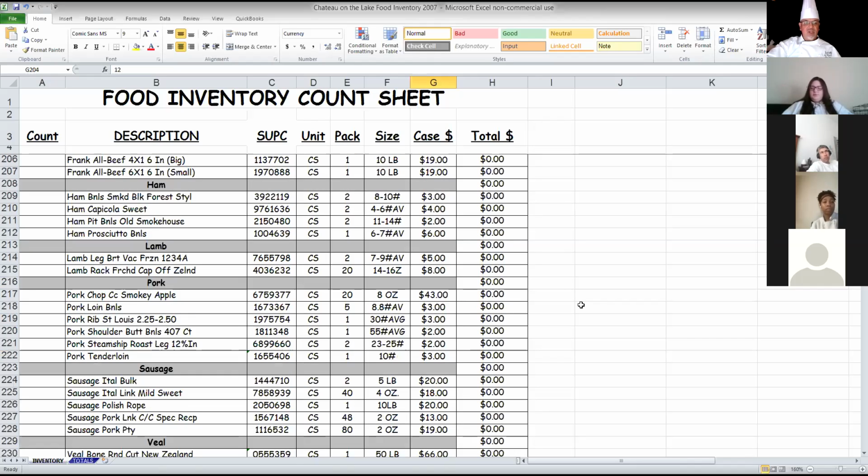Okay. Pork. You've got chops. Black garlic ice cream on there? Yeah, we did. I don't think I have black garlic in here, but I do have it in the inventory.